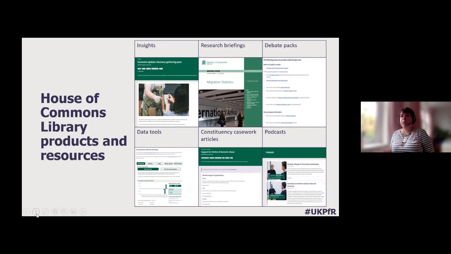Then we have constituency casework articles, and those are FAQs and quick explainers to help caseworkers with a range of constituent queries. And finally, we tried something new, so we have a podcast. And our first series offers an impartial take on issues in the UK. Each episode tackles a different topic, including housing, devolution in Northern Ireland, defence equipment, universal credit, and more.